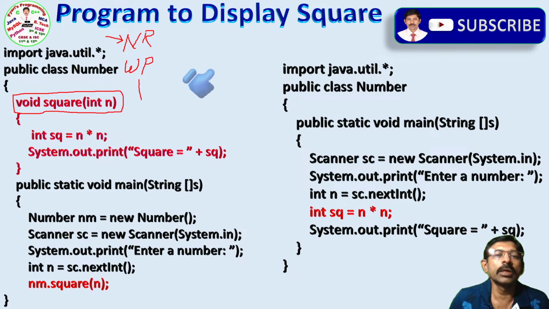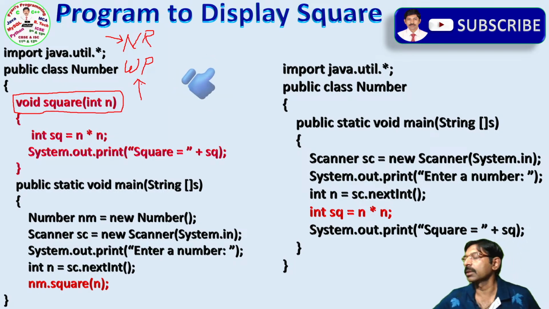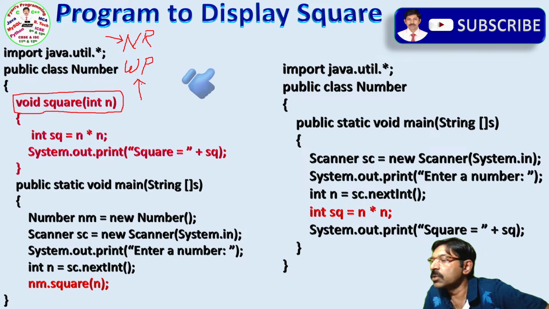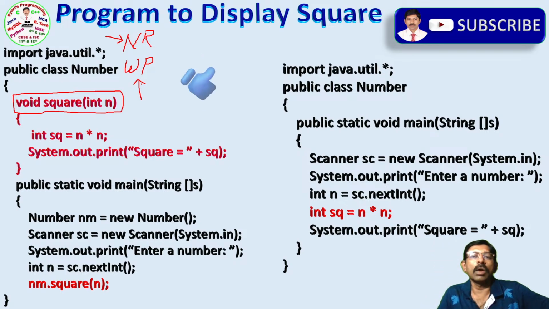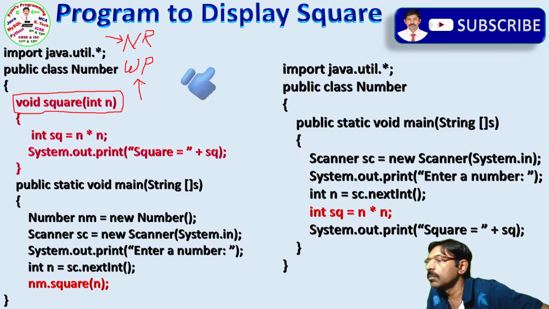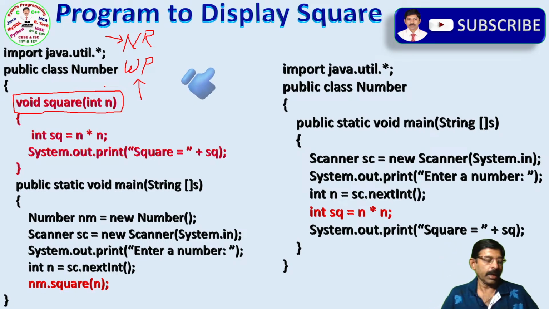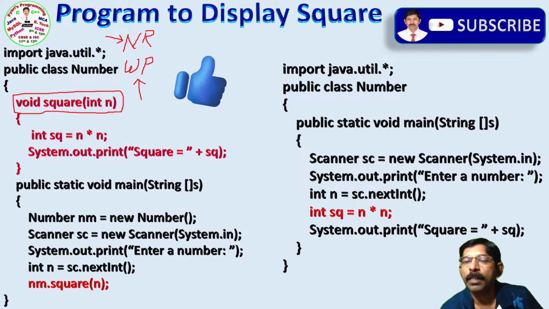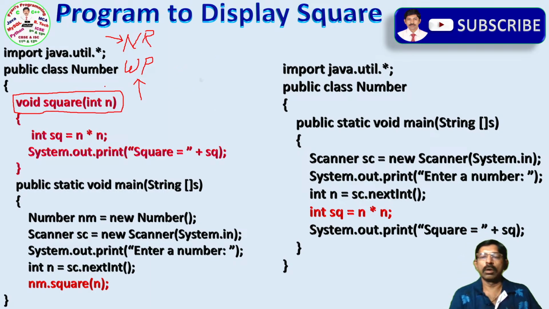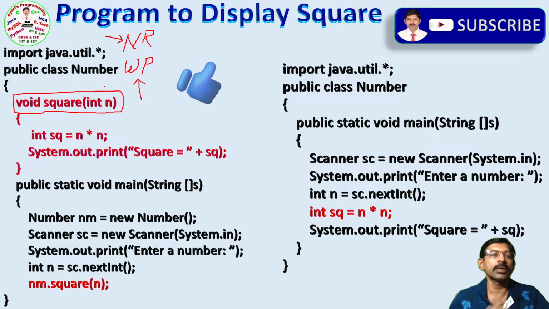Now which part of this method header tells you it is with parameter? How did you come to know it is with parameter? Okay, got it. Void. The return type is void. Now the next question: which part of the method tells you that it takes a parameter? INT N tells you that it is taking a parameter. Good. Correct answer.